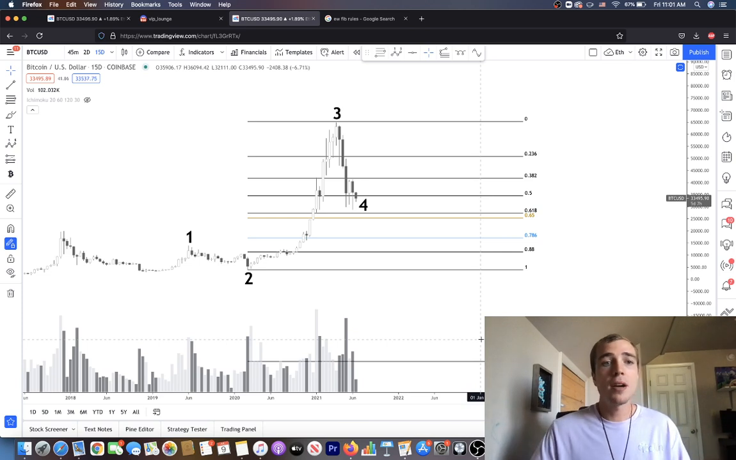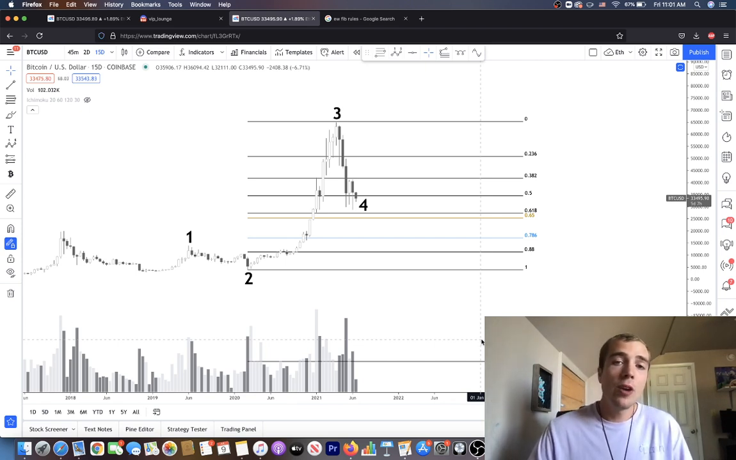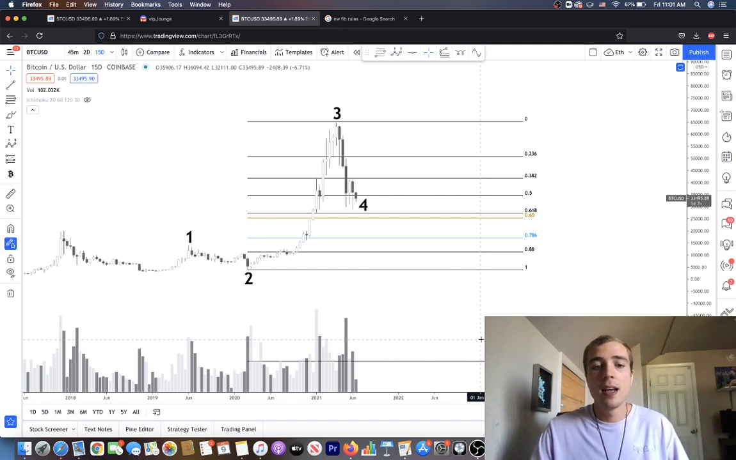So we're looking at Bitcoin on Coinbase. This is the 15-day candlesticks on tradingview.com. And I really want to talk about the Elliott Wave count on Bitcoin because I do see a lot of people counting Elliott Waves on Bitcoin.